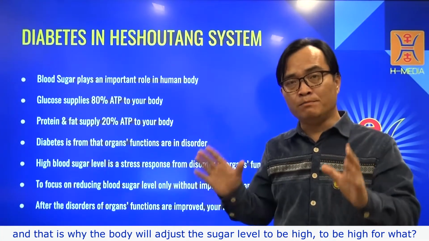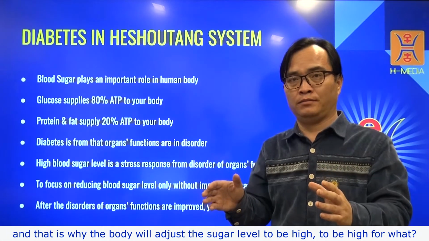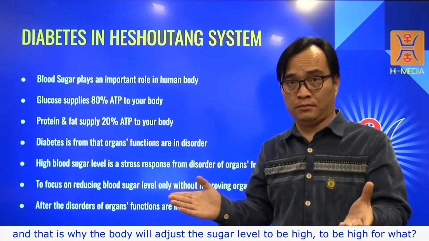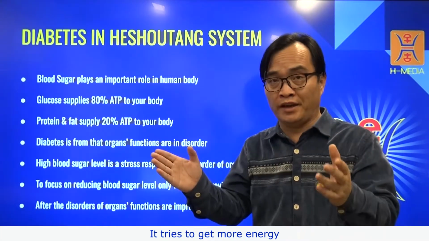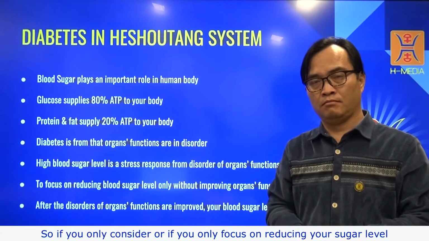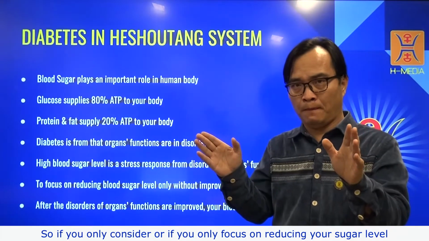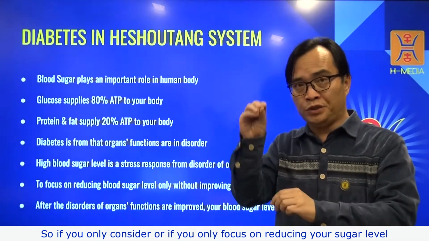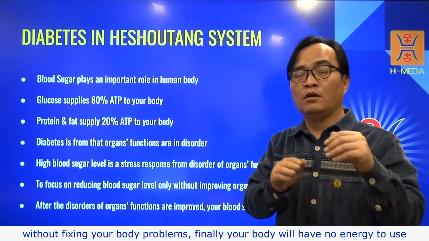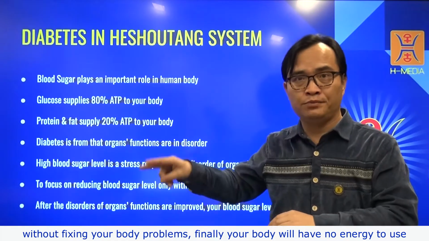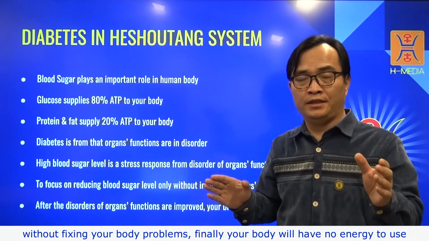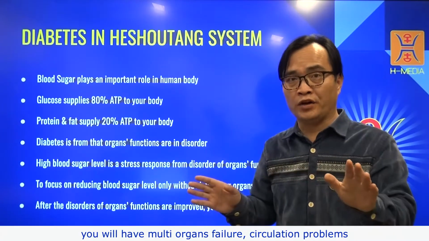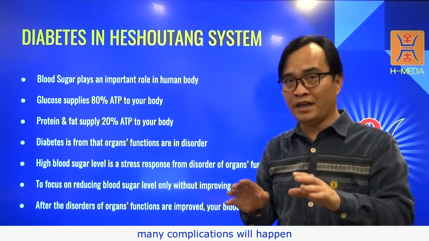And that is why the body will adjust the sugar level to be high. High for what? It tries to get more energy. So if you only focus on reducing your sugar level without fixing your body's problems, finally your body will have no energy to use. You will have multi-organ failure, circulation problems, and many complications will happen.